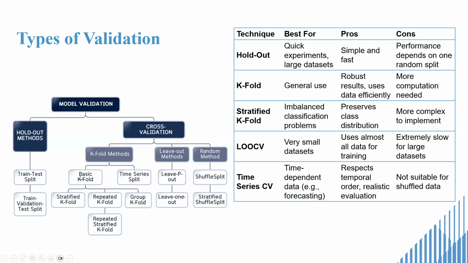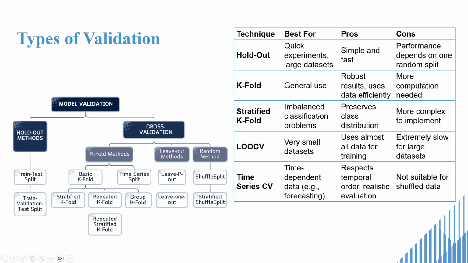So we have k-fold methods, basic k-fold, time series split. You have plenty of these. Hold-out is a quick experiment for a large data set, simple and fast, and its performance depends on one random split. K-fold needs more computation, but gives robust results and uses data efficiently. So this is general use.